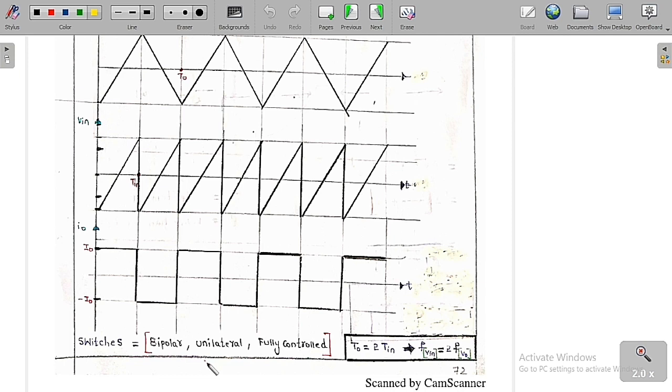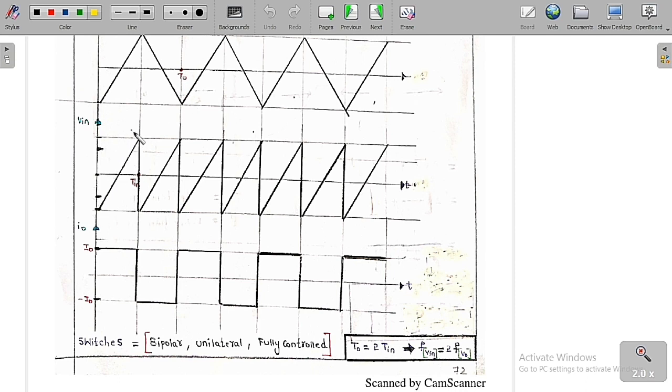If any switches satisfy these three properties, then it is said to be used in the inverter concepts. If you want to find the relationship between the output voltage and the input voltage, this is the output voltage. The time period of the output voltage and also the output current is T naught.